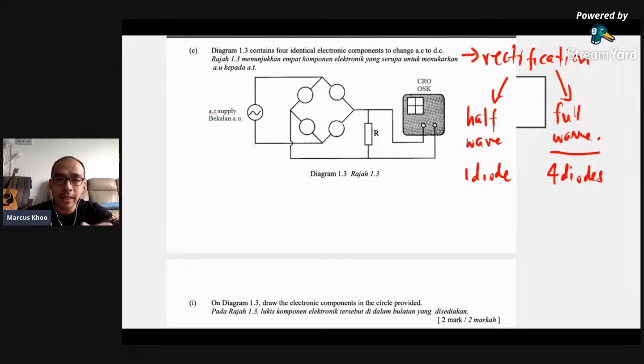But the thing that everybody always tends to forget is how the diodes are arranged. You can't just throw the diodes in anyhow. No, there's a way to arrange it. So in question 1 over here, on diagram 1.3, draw the electric components in the circle provided. So you have to draw 4 diodes, but the arrangement is very important. The direction in which they are arranged is very important.